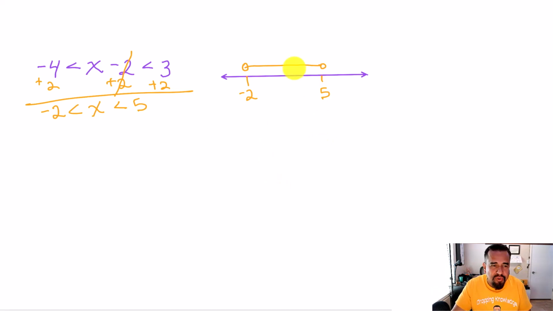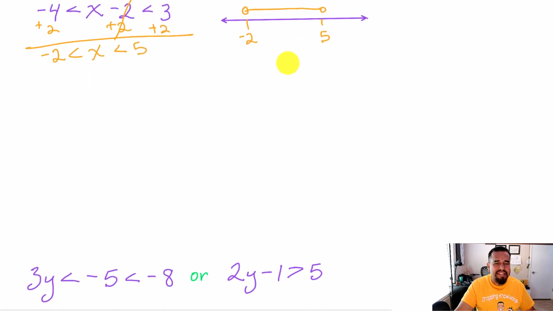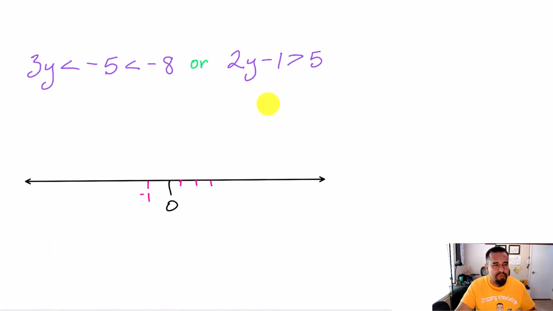That's all we have to do to graph them. That's all we have to do to solve them and graph them. Guess what? You're now doing compound inequalities. You're solving them yourself. Told you it might make it simple. All right, let's take a look at our last example here.